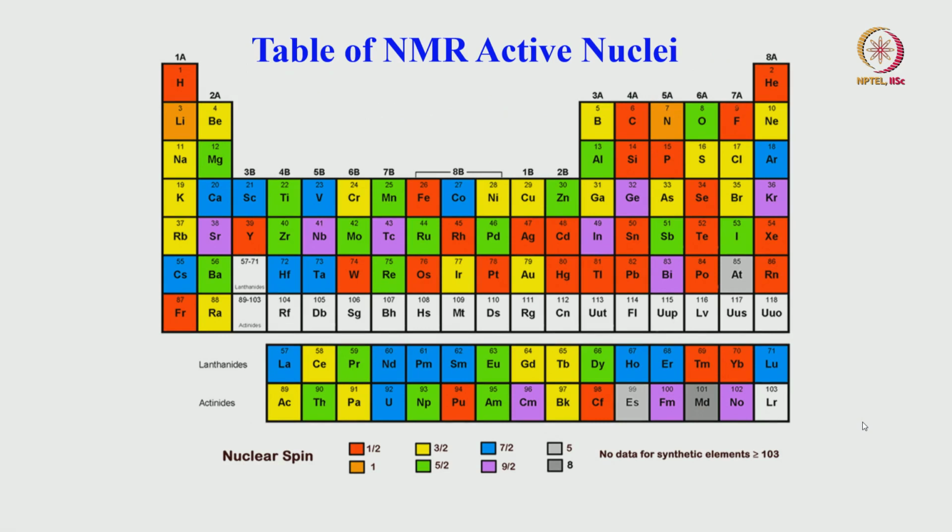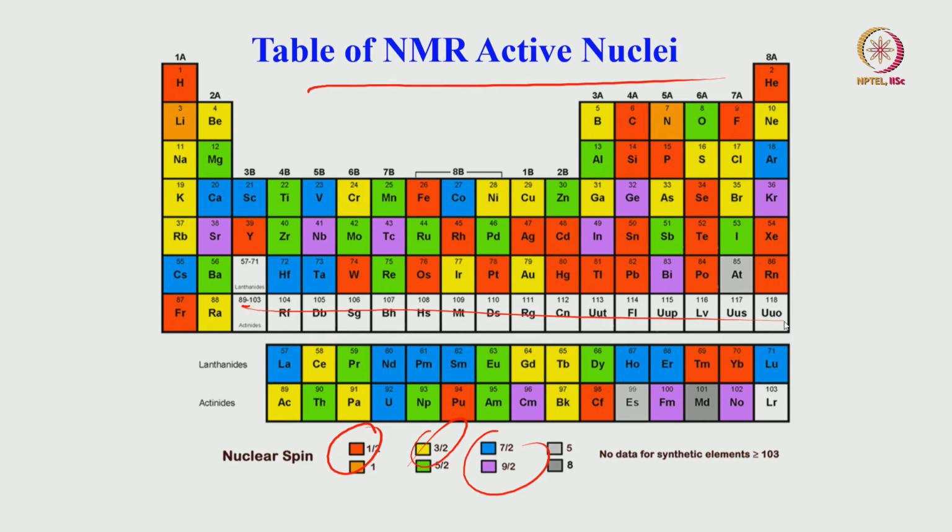With this we go to the table of NMR active nuclei. In this table you see different color codes. We have spin half, yellow for spin 3/2, like that. Varieties of nuclei are there. But in the periodic table you can see almost every element, except this range, all the elements of the periodic table have some nuclear spin. At least one element or one isotope of that element has nuclear spin. That means it is NMR active.